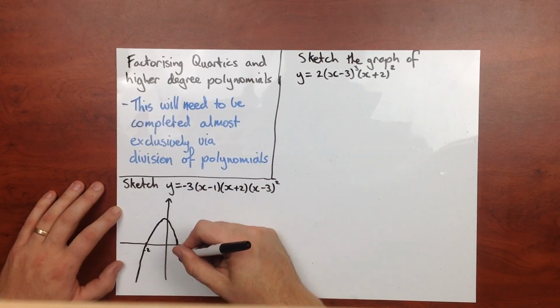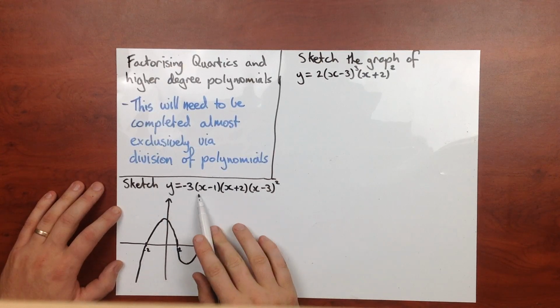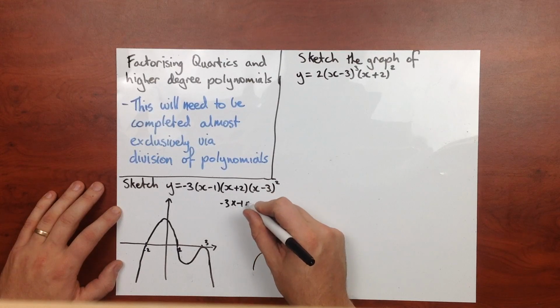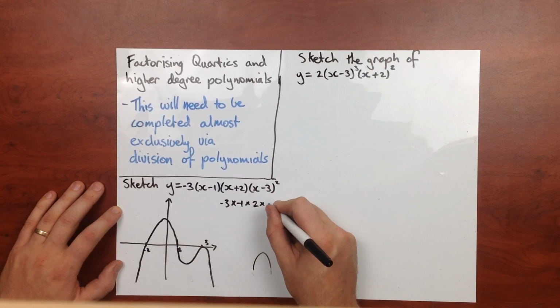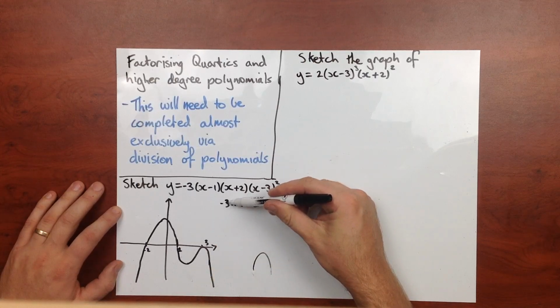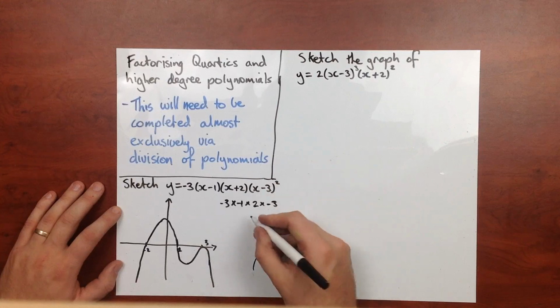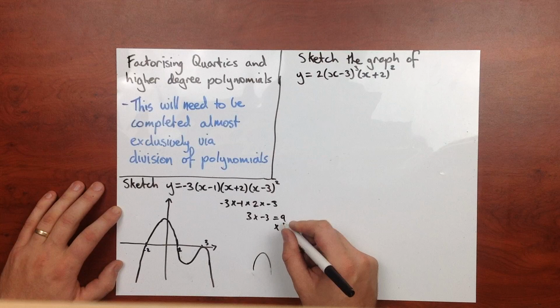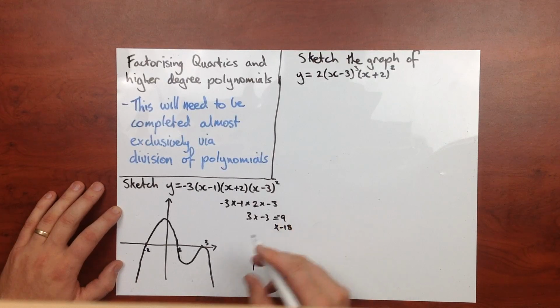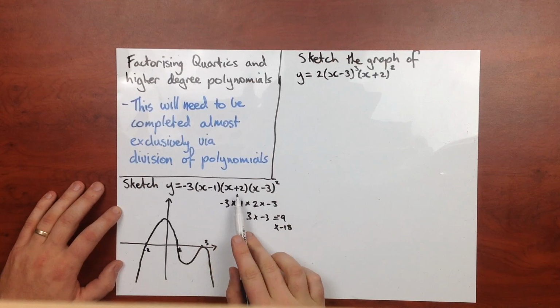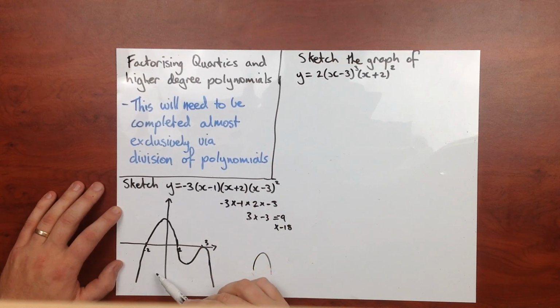Now what we haven't done is looked at what our y-intercept would be, which is when x equals 0. So when x equals 0, we've got -3 times -1 times 2 times -3. So we've got 3 times -3 is -9 times 2 is -18. So we must have made a little mistake here. Try to see where I mucked up. But our intercept should be much lower than that.